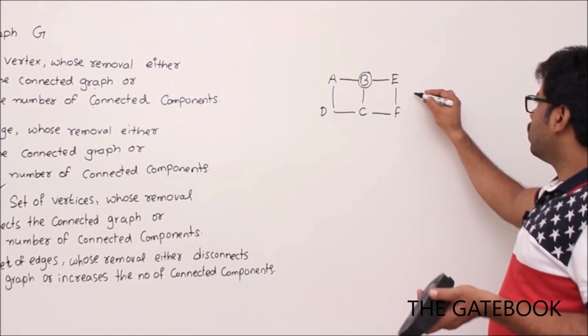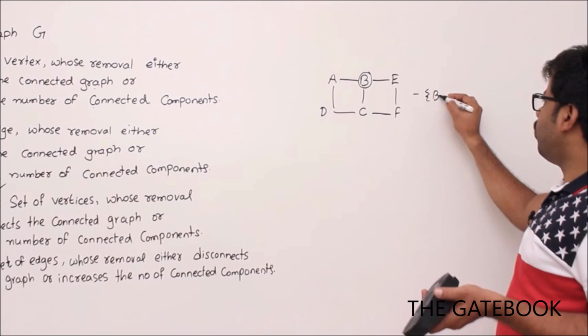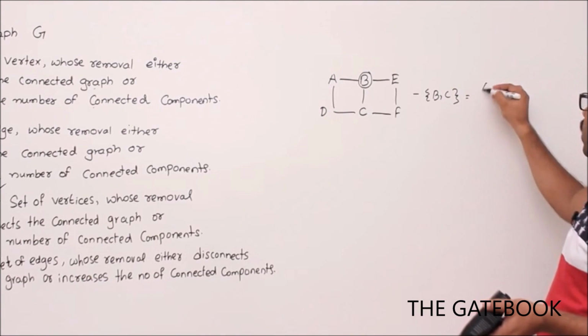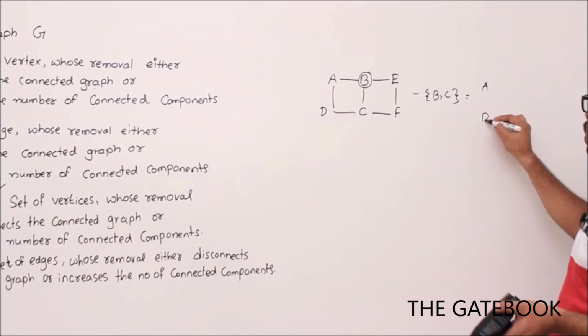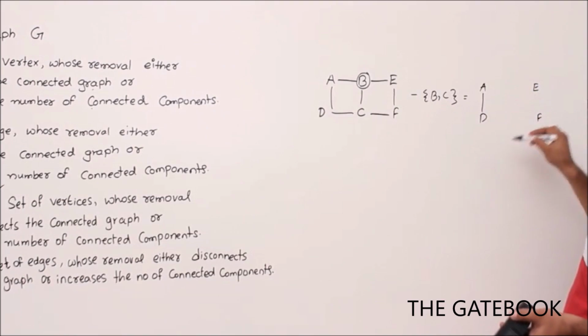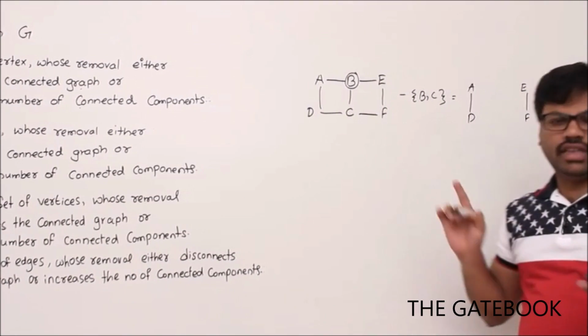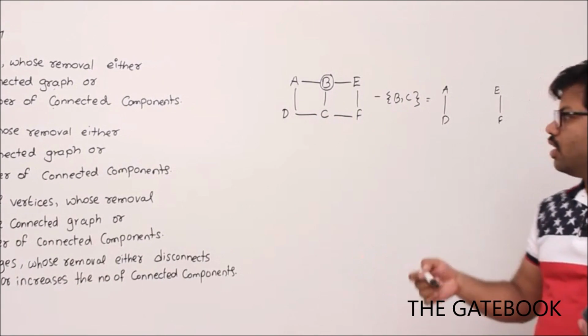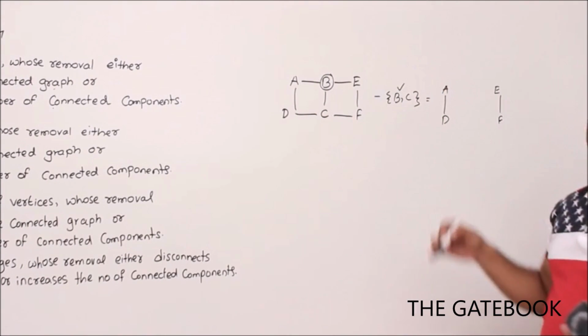So I remove now the combination B comma C. What happens is you get AD and EF, since the other vertices are removed. Yes, the graph is disconnected. Connected became disconnected. It satisfies the condition. So this is a cut vertex set.